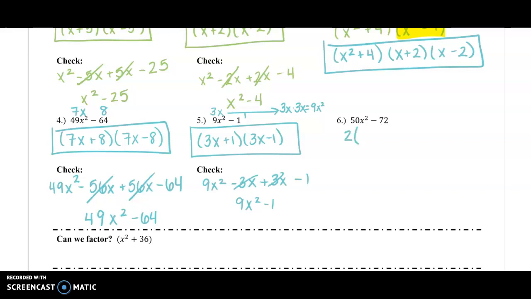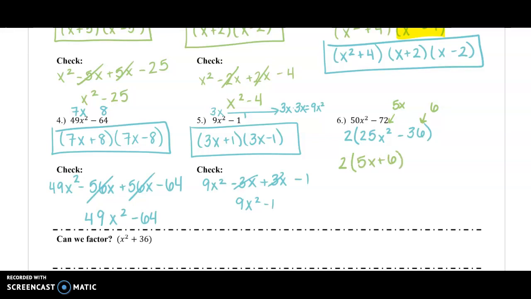So if I took a GCF of 2 out, remember, I would then divide all of my terms by 2. So I would be left with 25x squared minus 36. Now, 25x squared and 36, those are perfect squares, right? The square root of 25x squared would be 5x. The square root of 36 would be 6. So now I can write, I would keep the 2 out front because I did factor that out. I don't want to lose that.